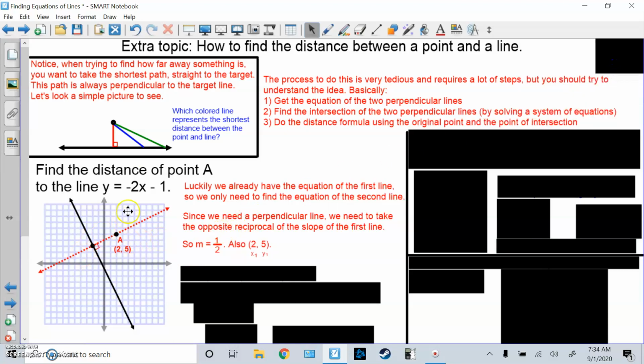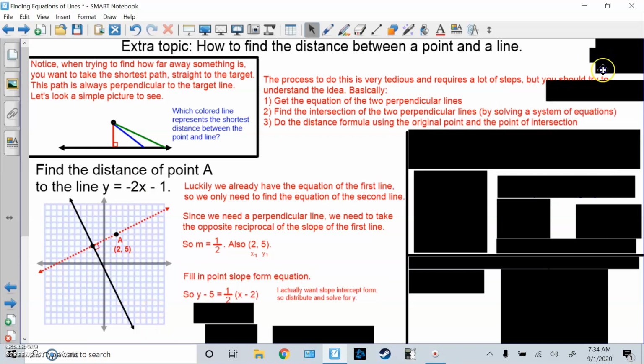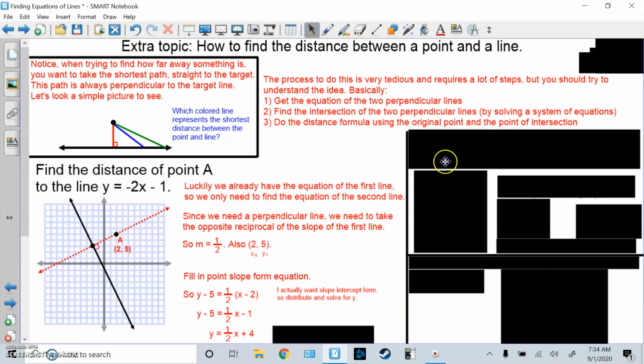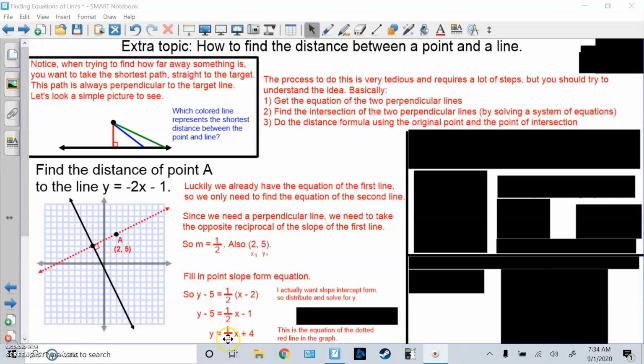So we already know the slope is -2. Perpendicular means opposite reciprocal, so positive 1 over 2. Here's our point. We fill in the formula, and I get that. But I actually wanted to have y equals, so I'm going to solve for y for slope intercept form. So I'm going to distribute the 1/2. I'm multiplying everything by 2 to get rid of the fraction, and then I'm going to add 5 over. Notice this is the equation of the dotted line. It's the y-intercept before and slope up 1 over 2.